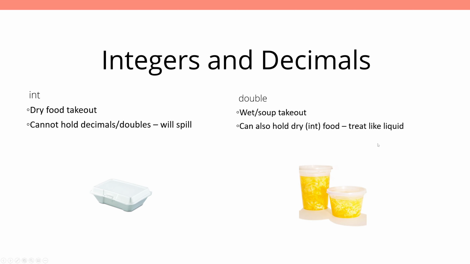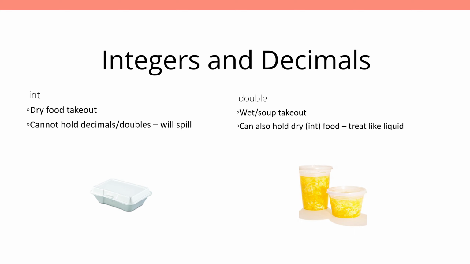Now, the analogy I like to use to understand integers and decimals and which ones can go into which, well, I like to think of int values as dry food, takeout. All right, and I like to think of doubles or decimals as wet food or soup that you might take out. So if you look at the bottom left, that's a styrofoam box. You can use that to take out dry food, int values, right? But on the other hand, if you put soup into this and it sloshes around, well, chances are your car is not going to be very happy with you when you do a takeout.